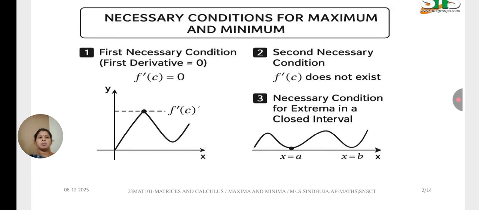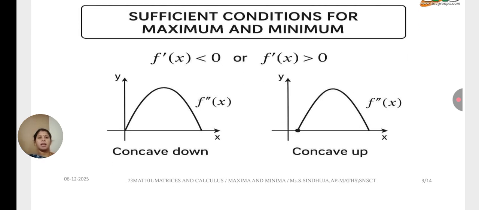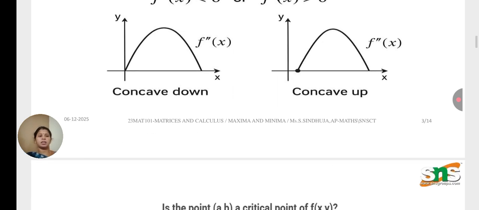in maxima and minima. The first necessary condition is that f should be differentiable, that is f dash of c is equal to 0, and second, f dash of c does not exist, the necessary condition for an extreme value in a closed interval. The sufficient condition for maxima and minima is f dash of x is less than 0, that is concave down as shown in this picture, and f dash of x is greater than 0, that is concave up, as in the figure, that is in the graph.